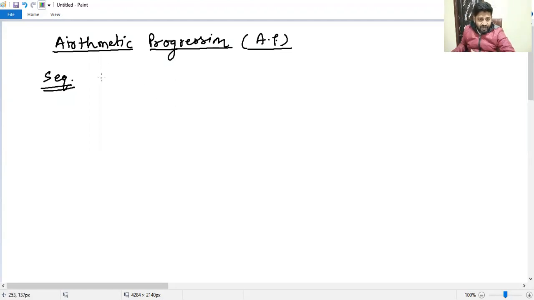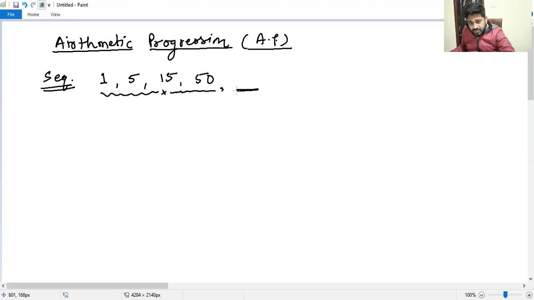If I take some set of numbers like 1, 5, say 15, then 50, these numbers are arranged. That's why I can say this is a sequence. But we cannot comment about the next number of this sequence. So that's why this is not a progression, but it is a sequence. In a sequence, there is no pattern. We cannot comment on the next number of the sequence.